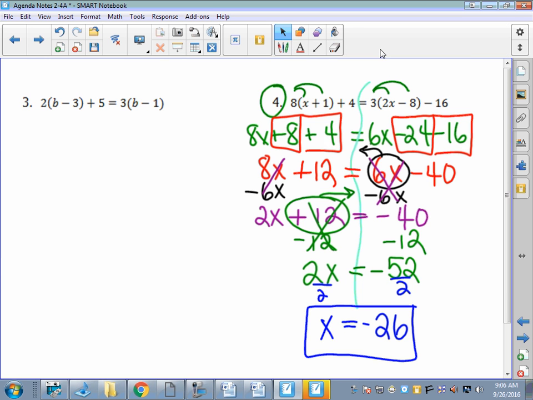Please notice all the work I'm showing. You must show your work. There were a lot of steps there. I've got 1, 2, 3, 4 steps, and then my final answer. So please show your work.